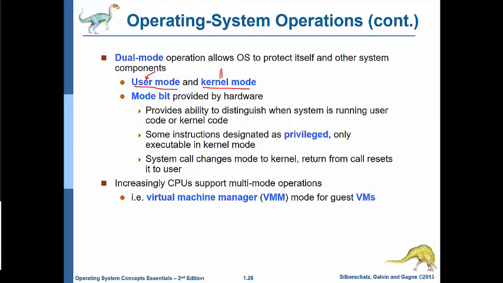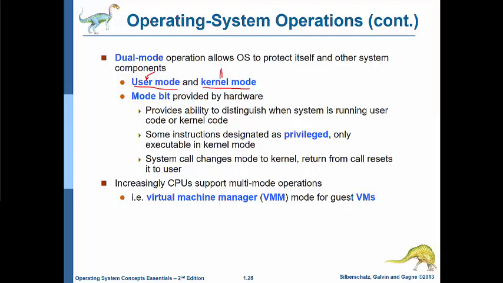There is a mode bit provided by hardware. It provides the ability to distinguish when the system is running user code and kernel code. Some instructions are designated as privileged, only executable in kernel mode. A system call changes the mode to kernel, and return from the call resets it to user mode, right? So there are two tiers of operating system mode. The significant and high privileged instructions need to be sitting in that kernel mode.